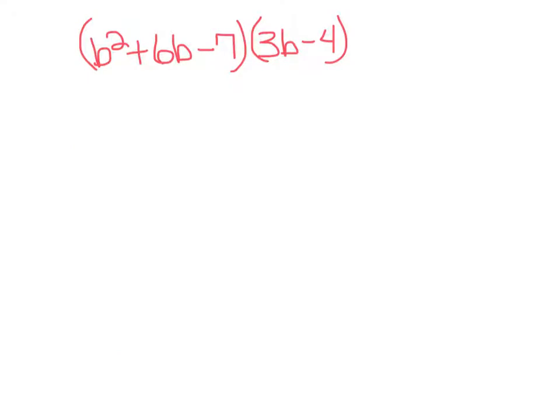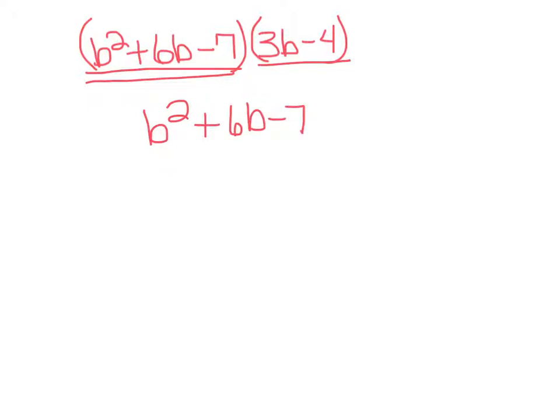Let's look at one more method that we can use to multiply polynomials. Here we have a trinomial, b squared plus 6b minus 7, multiplied by this binomial, 3b minus 4. We can set that up and do that vertically just like we did when we started multiplying in 3rd grade. So we could write the b squared plus 6b minus 7, that's your trinomial, and right underneath it we can write the 3b minus 4. This is like multiplying a 3-digit number times a 2-digit number, only now we're talking about a trinomial that has 3 terms and a binomial that has 2 terms.